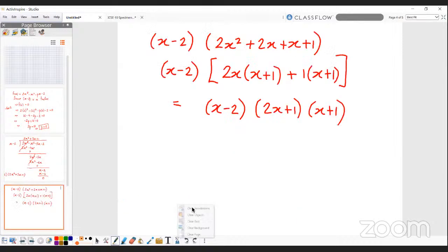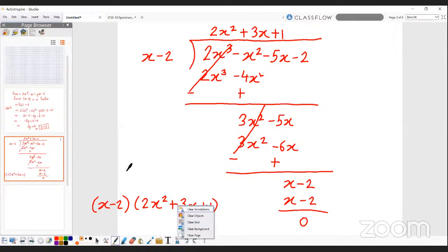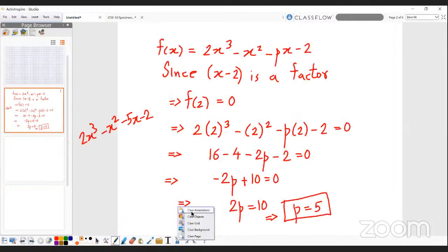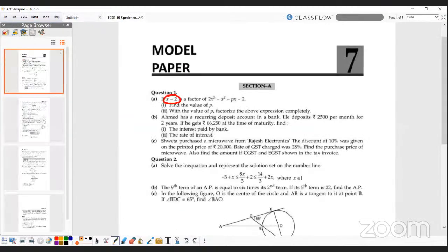Let's move to the next question now. The next one is related to banking. Let's read the question once. Question number 1, B part. Ahmad has a recurring deposit account in a bank. He deposits 2,500 per month for 2 years, and then the maturity value is given as 6,250. You have to find the interest paid by the bank and the rate of interest. Try doing it. I hope each one of you remembers the formula which will be used here.